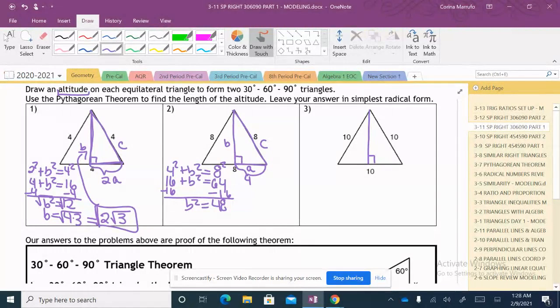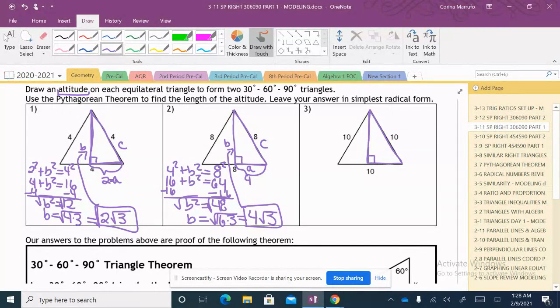Next, we take the square root. We can't take the square root of 48 and get a whole number, so we break it down into 16 times 3. We can take the square root of 16, which gives us 4, but the 3 we can't, so it stays trapped inside the square root. So the altitude of this triangle is 4 square root of 3. Okay, then we're going to do the same thing for this next one.